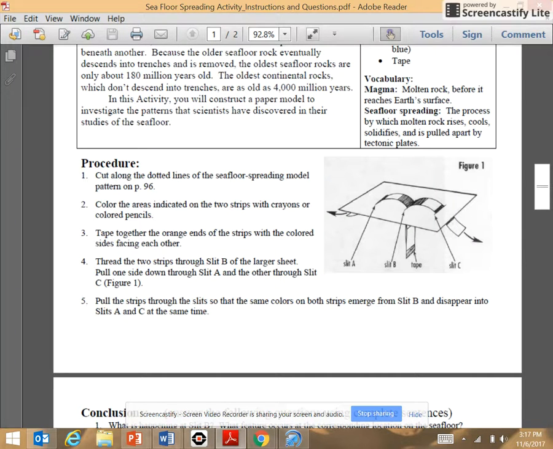There was no homework. There'll be a quick 10-question or so multiple choice test next week on seafloor spreading, and then we'll move on to plate tectonics.